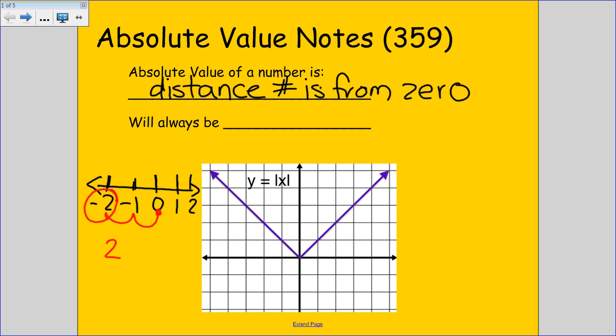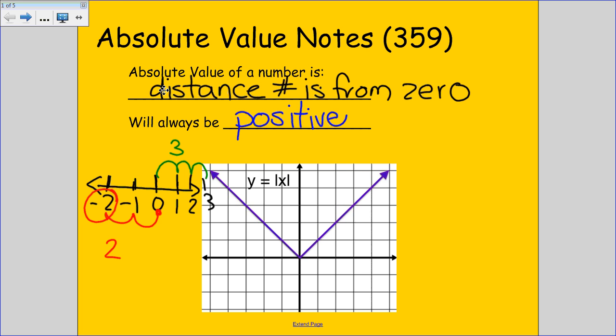Or if I wanted to find the absolute value of, let's say, +3, the same process. How far is it from 0? 1, 2, 3. Okay? So when you're taking the absolute value of a number, it will always be positive, because the distance from 0 is always going to be a positive thing.